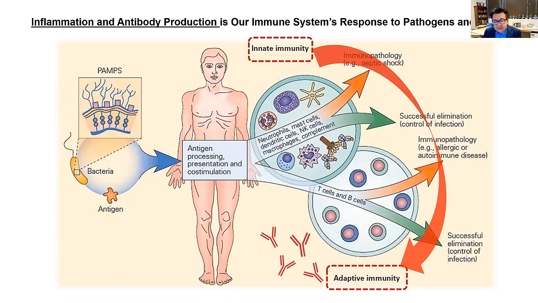Most notably, the production of antibody titers, and those will help understand how effective a person's immune system is against responding to different types of injuries or insults or pathogens.